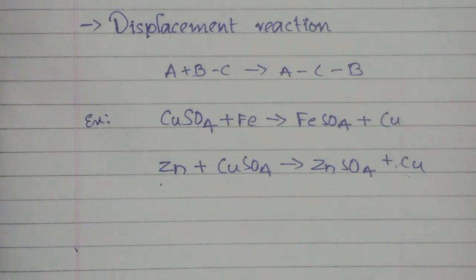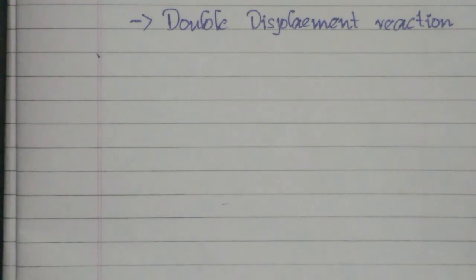Okay, next we are going to learn another type of reaction, that is double displacement reaction, also known as double replacement reaction or metathesis. A double displacement reaction is a type of chemical reaction where two compounds react and the positive ions, like cations, and negative anions of the two reactants switch places, forming two new compounds or products.